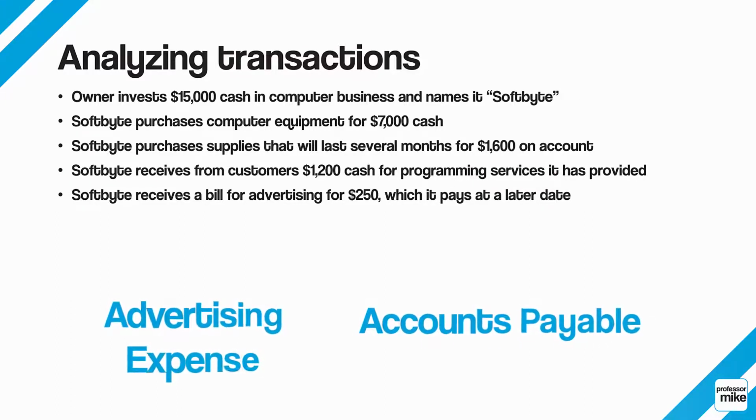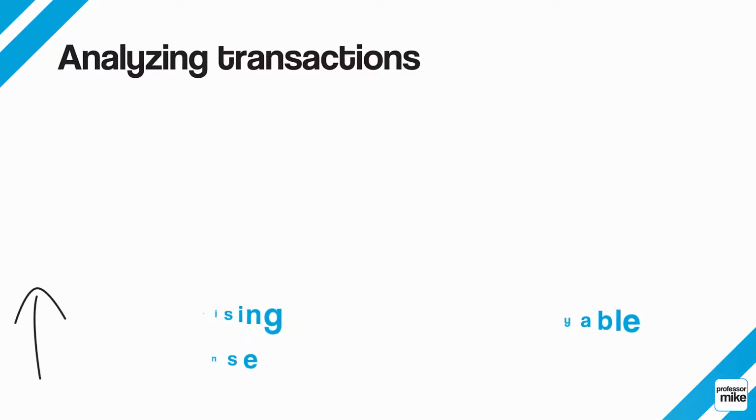Yeah, I heard you say that one as well. So absolutely, it's going to be an accounts payable. Accounts payable is a liability. It's going to go up on the one side of the accounting equation, and equity is going to go down because expenses decrease equity.